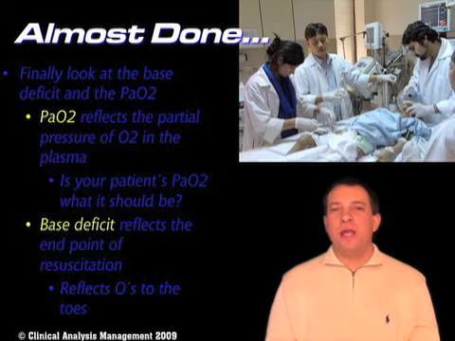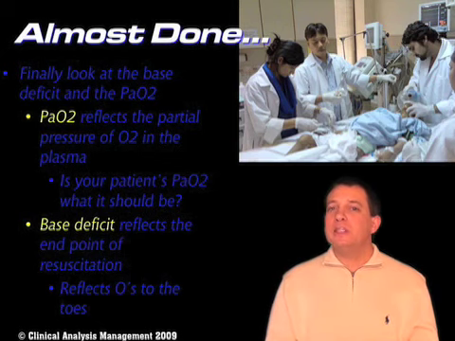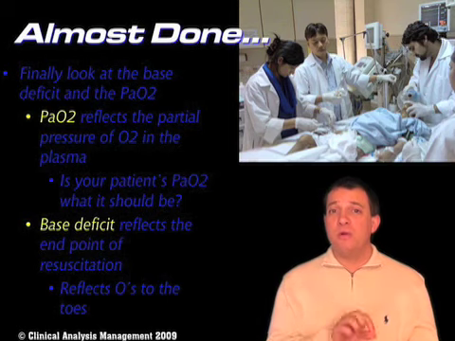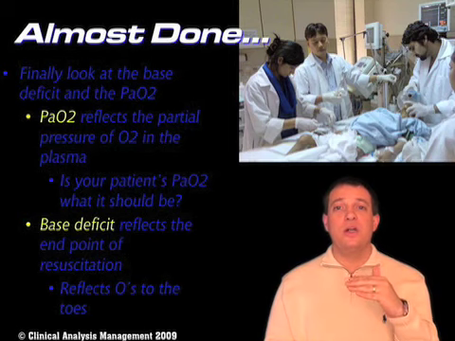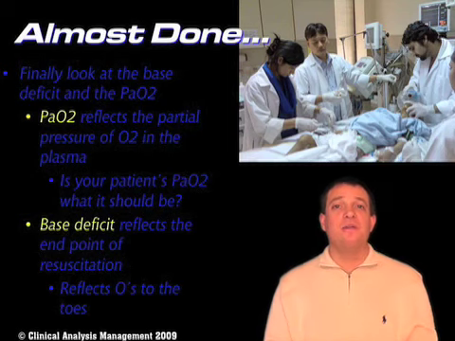Well, on 40%, what will we expect them to be? Well, 40% times 5 would be 200. So we would expect that patient's PaO2 to be 200, but it's only 50. So what kind of deficit does that patient have? Well, 200 minus 50 equals 150. So that patient has a deficit of 150 compared to what they should be.